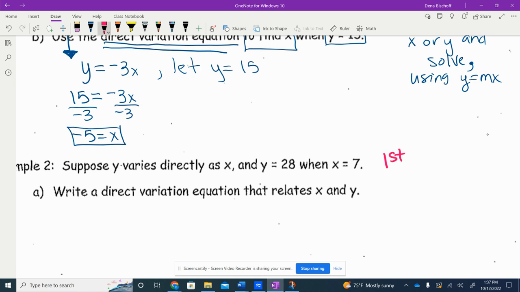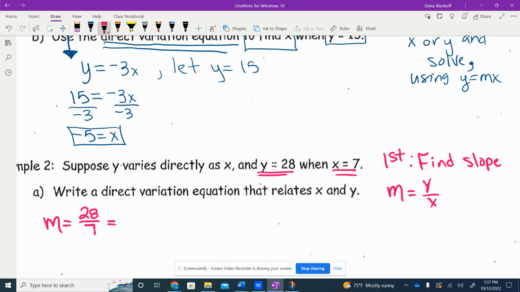So first, we are going to find slope by letting m equal the change in y over the change in x. So what numbers am I plugging in here? What is the y value and what is the x value? 28 and 7. So 28 over 7. What does 28 over 7 reduce to? Reduces to 4. So 4 is my slope. Okay. So we did the first part.